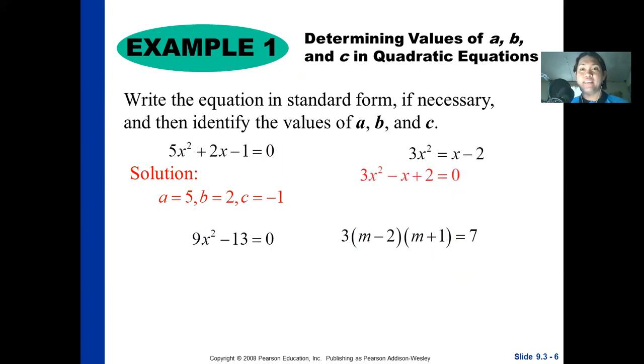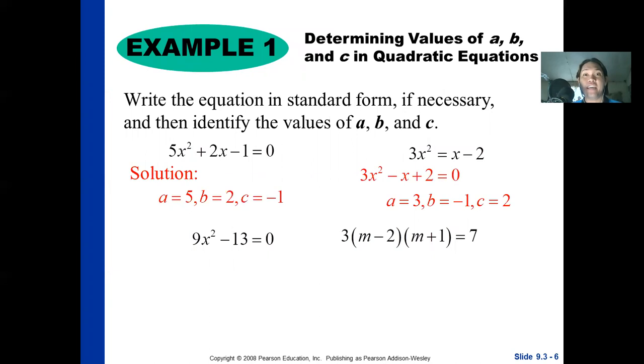So you have to rewrite that one in standard form as 3x squared minus x plus 2 is equal to 0. We just transfer x minus 2 from the right to the left side of the equation. That's why it becomes 3x squared minus x plus 2 is equal to 0. Since the quadratic equation is in standard form already, we can right away identify your A, which is 3, B is negative 1, and C is equal to 2. So that's it.